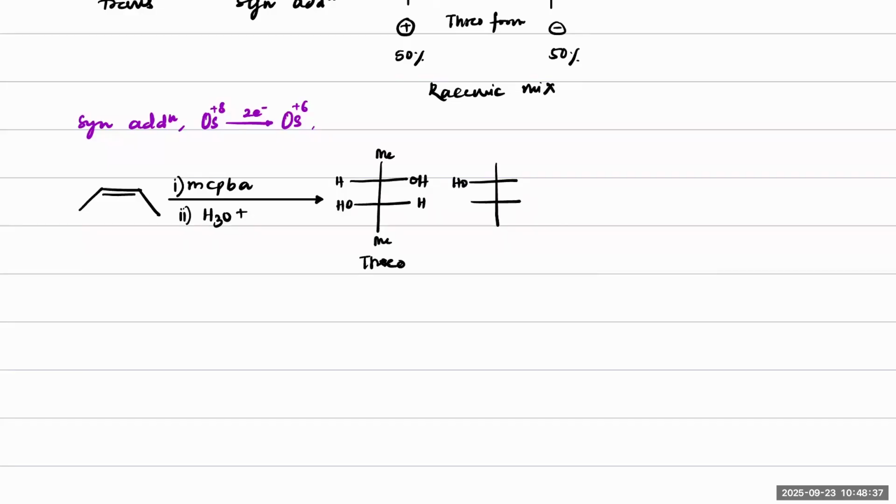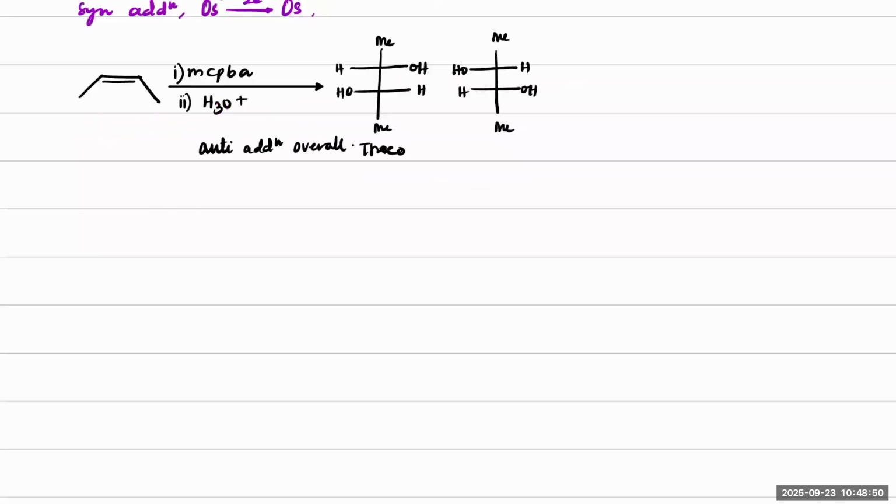Correct? But this time the addition type is anti. Overall reaction is anti-addition. Anti-addition overall. Correct? What do you mean by overall? Here there are 2 steps. So what are the steps here? First, when you react with MCPBA, there will be a syn addition. So you will get this product first. So this is syn addition. And since you are adding only a single oxygen, this is called epoxidation. So it is called syn epoxidation.